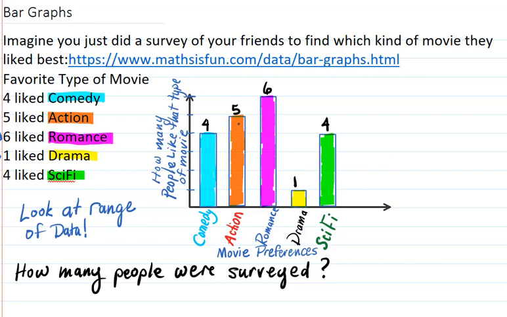Which means that if you add up all these amounts for all these different people surveyed, you would get the total number of people surveyed. So 4 plus 5 plus 6 plus 1 plus 4 will give you your total. I'm just going to write it out for you: 4 plus 5 plus 6 plus 1 plus 4, which is 10, 16. That means that 20 people were surveyed.